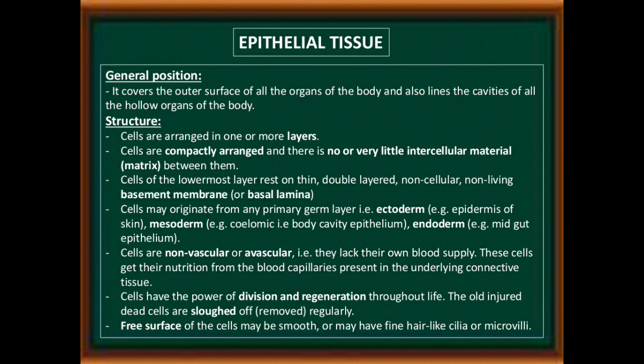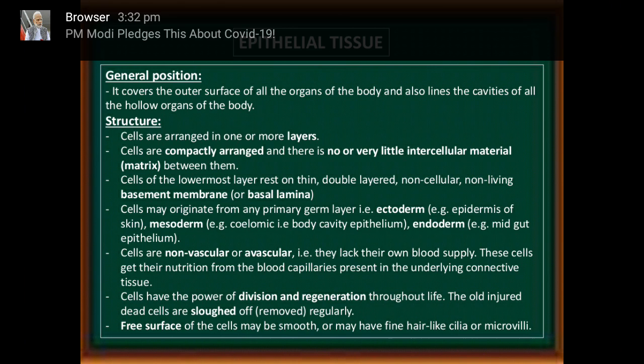Cells are non-vascular or avascular. They lack their own blood supply. These cells get their nutrition from the blood capillaries present in the underlying connective tissue. Cells have power of division and regeneration throughout life. The old, injured, dead cells are sloughed off, means removed regularly. Free surface of the cells may be smooth or may have fine hair-like cilia or microvilli.